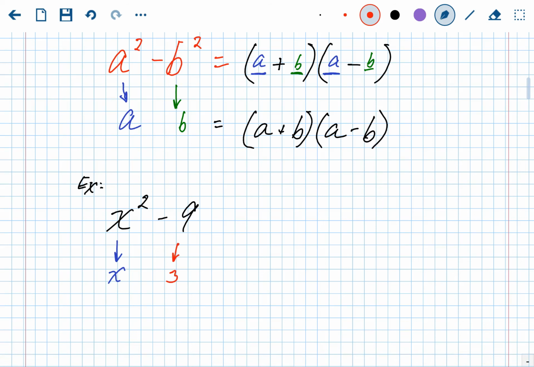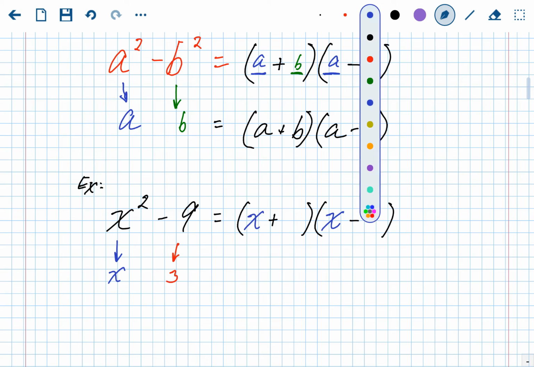And are you subtracting them? Yeah, there's a minus sign in there. So when we factor it, again, it's always going to be two binomials. One's plus, one's minus. And then the first term is the square root of the first. So we said x times x is x squared, and we said 3 times 3 is 9. So x plus 3, x minus 3. And that's factored.